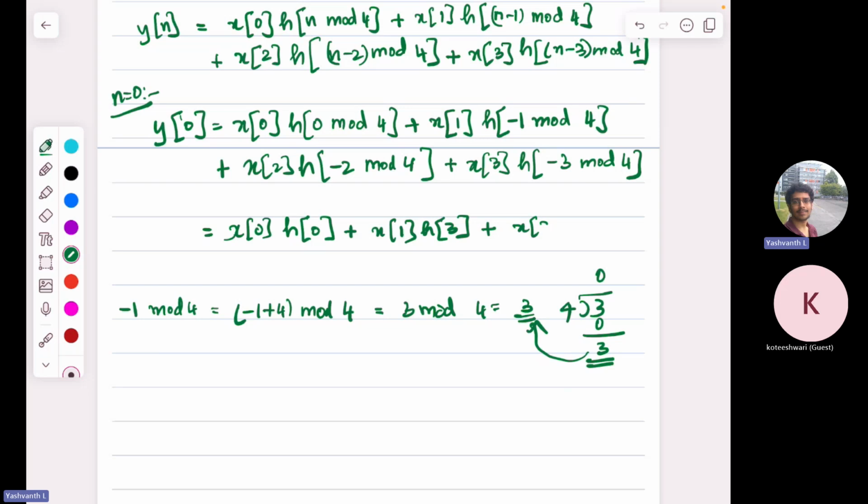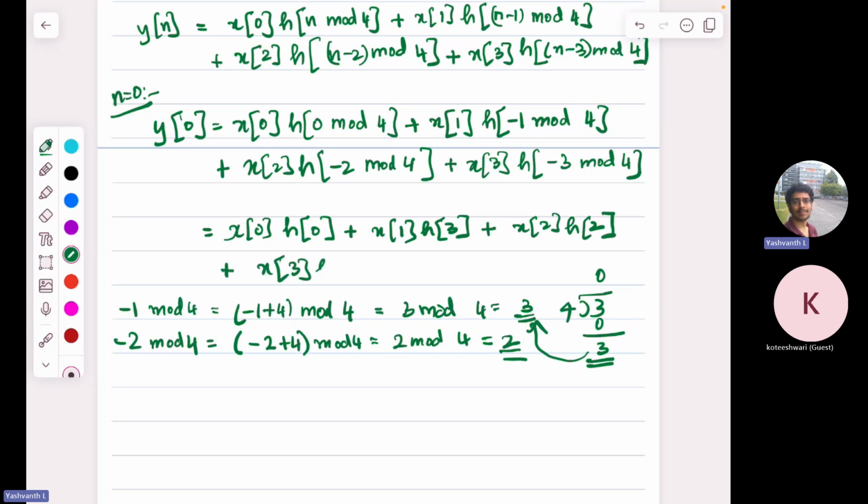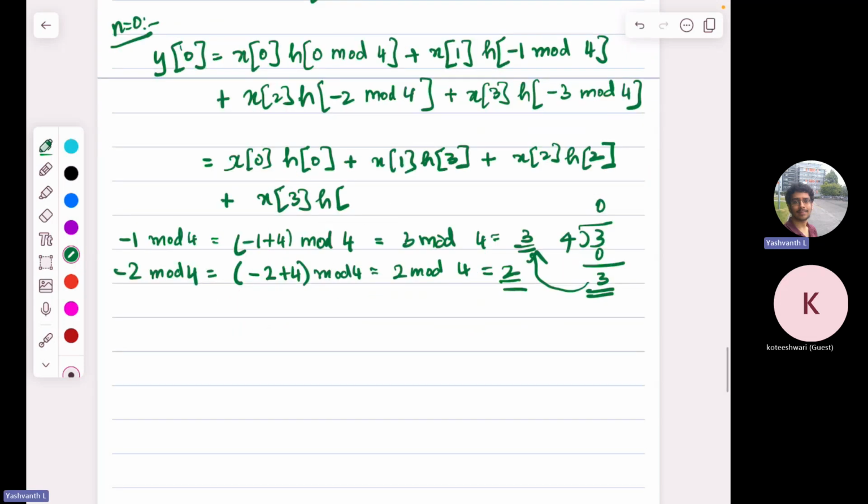Plus x of 2 into h of what? Similarly, -2 mod 4 is equal to -2 plus 4 mod 4, which is equal to 2 mod 4, which is equal to 2. Therefore, it becomes h of 2. And finally, plus x of 3 into h of, what is -3 mod 4? -3 mod 4 is equal to -3 plus 4 mod 4, which is 4 minus 3 is 1 mod 4, equal to 1. Therefore, it is h of 1.